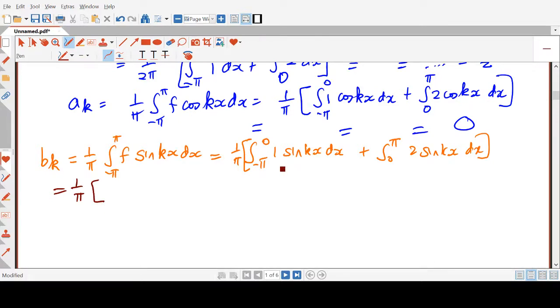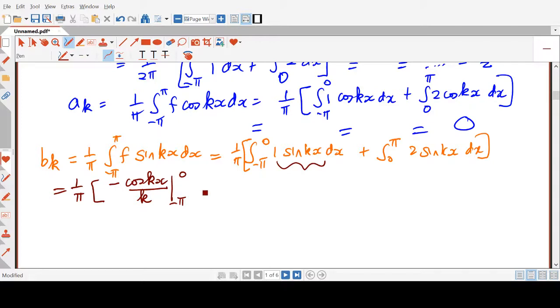Okay, what is the integral of sine kx? Cos kx or minus cos kx? Minus. Be very careful, the signs can stuff you up here. Minus cos kx divided by the derivative of the inner function, which is k, and the limits are minus pi up to 0.